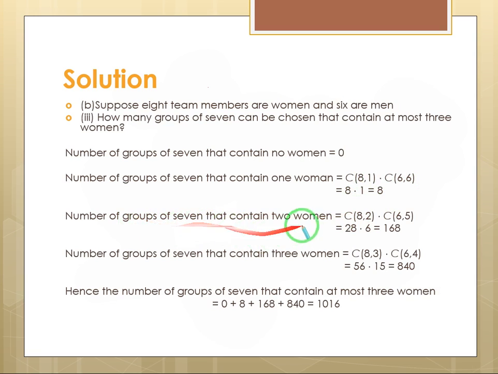Then the number of groups of 7 that contain 2 women. When it's 2, men is reduced by 1, so it can be 6 choose 5, and the combination equals 168. Number of groups of 7 that contain 3 women: we need to know about those 3 women. So 8 choose 3 and 6 choose 4, because 4 plus 3 is 7. Two combinations, solve it out. How many possibilities? 840 combinations. Hence the number of groups of 7 that contain at most 3 women is equal to 0 plus 8 plus all of it, 1 2 3. How many is it? It can be 1,016.